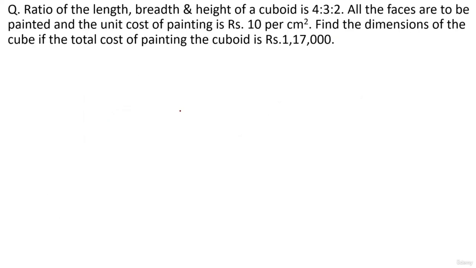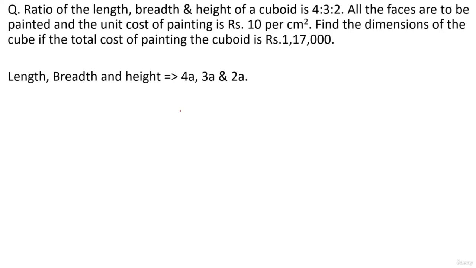Ratio of the length, breadth, and height of a cuboid is 4:3:2. All the faces are to be painted, and the unit cost of painting is rupees 10 per centimeter square. Find the dimensions of the cuboid if the total cost of painting the cuboid is rupees 1,17,000. All right. So what you can do in this question is you can assume the common multiple to be equal to A. So the length, the breadth, and the height will be 4A, 3A, and 2A.